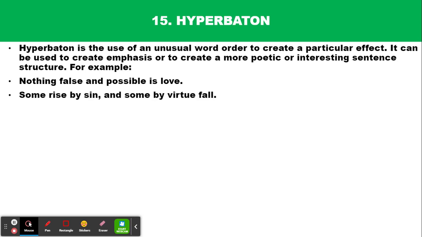Another example is some rise by sin and some by virtue fall. Instead of saying that some fall by virtue, you say some by virtue fall. Another example is out of suffering comes success. Instead of saying success comes out of suffering, we say out of suffering comes success. So in hyperbaton, the word order is reversed. It's an unusual word order. Okay.